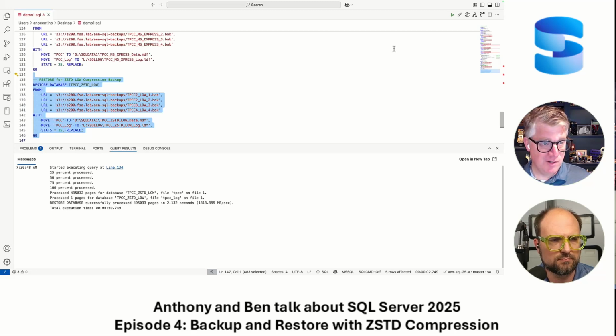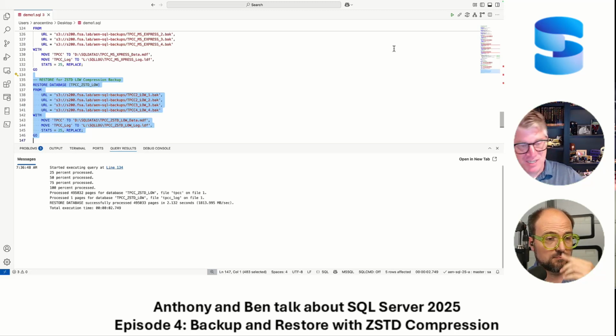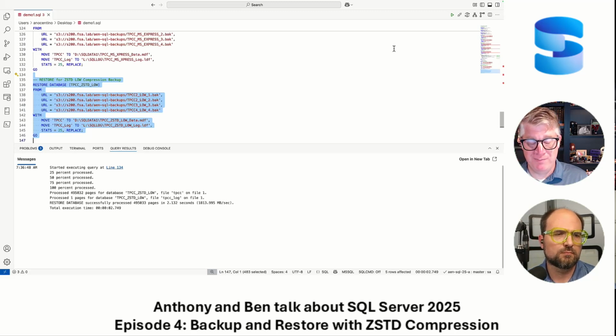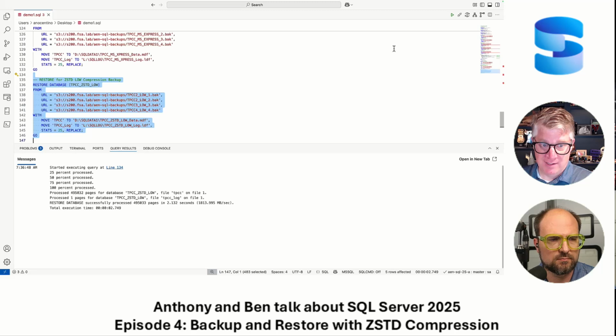So not exactly the whiz bang features of AI and JSON and all the cool stuff they're getting out of 2025, but definitely a huge impact on a DBA's day to day life, and also the recovery objectives for an organization, being able to have compression and a restore rate that matches with no compression.